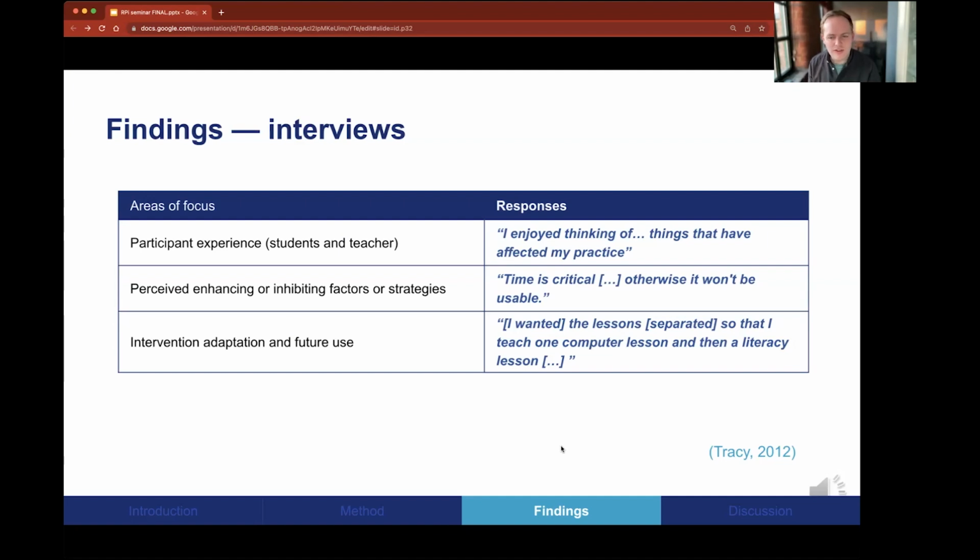And then we broadly took an implementation analysis of how he got on implementing the curriculum, which looks at a couple of different areas of focus. One being the participant experiences, so students and teacher, some enhancing or inhibiting factors or strategies, and these are perceived, right, through interviews, and also whether the intervention was adapted or whether he intended it to be adapted in the future, whether he'd use it again if it was any good.